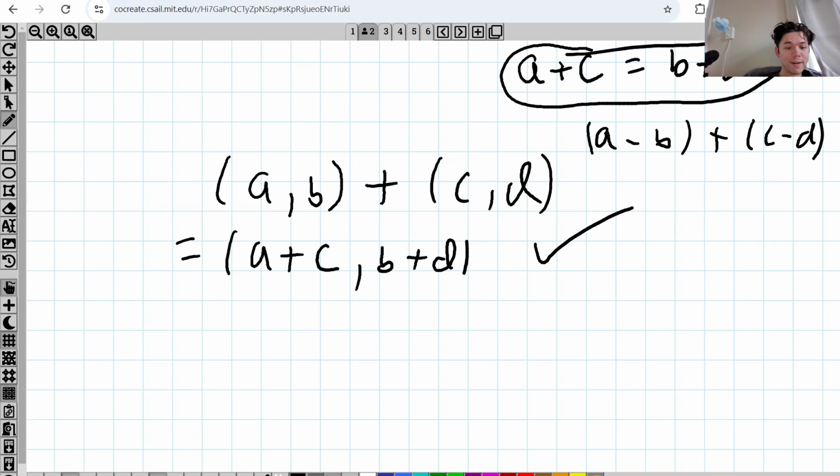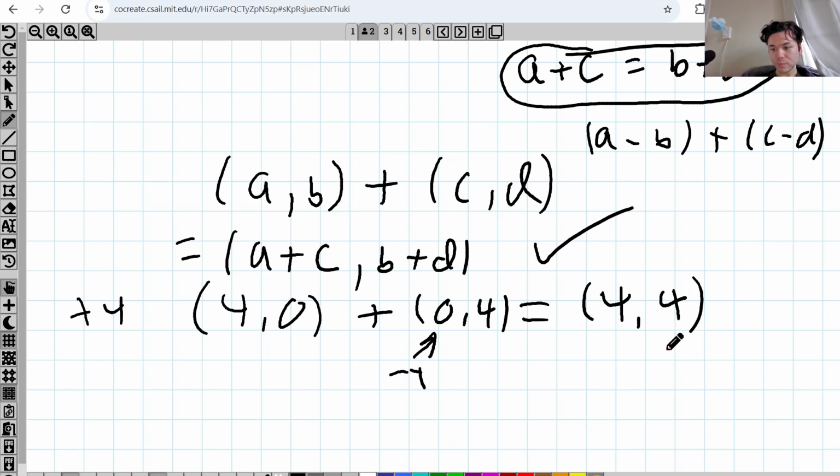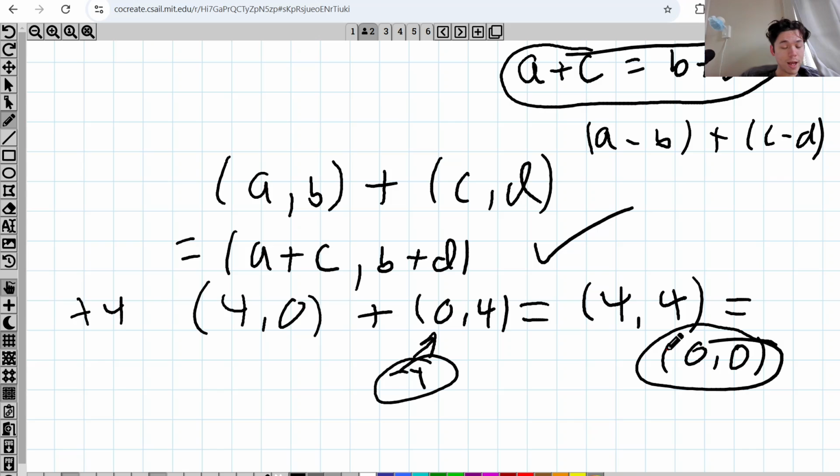We can already see that if I have 4, 0, which is positive 4, and then we add that to 0, 4, which is negative 4, to make this not confusing, I'm going to remove this equals. What does this equal? Well, this is equal to 4, 4. And 4, 4 is also equal to 0, 0. And so we see that our negative numbers are acting exactly how we want. 4, 0 plus 0, 4, which represents negative 4, is equal to 0, 0, which is 0.